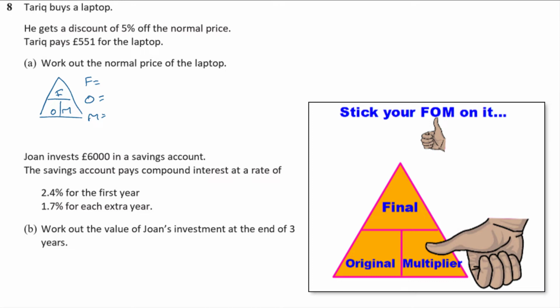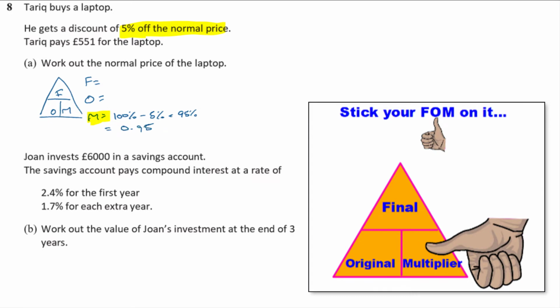Now, you have to think about the tense, like in English language. Tense means past, present, future, isn't it? So which one happened first? That's the original. Which one happened second? That's the final. So reading this through, Tarek buys a laptop. He gets a discount of 5% off the normal price. So this is a percentage decrease then, isn't it? 5% off, that's a percentage decrease. So my multiplier is going to be, well, we always start with 100% and we take off 5%, that's 95%, which as a multiplier is 0.95.